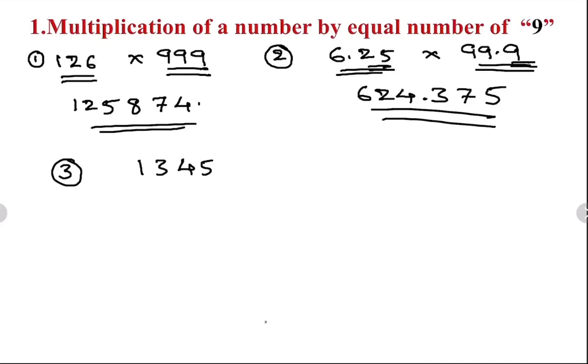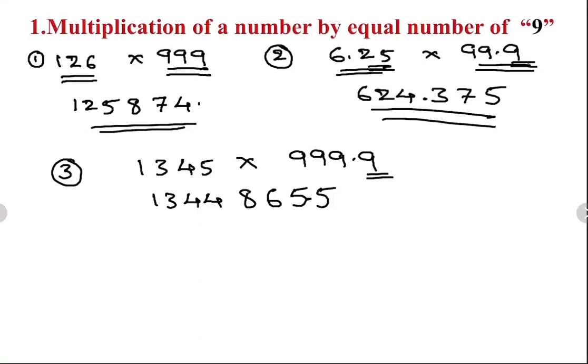If we take another example, 1345 is multiplied with 999.9. So this will become 1344, and each digit you have to subtract from 9. So 9 minus 1, 8, 9 minus 3, 6, 9 minus 4, 5, 9 minus 4, 5. So how many decimal places are there? 1 decimal place. So this is the answer.